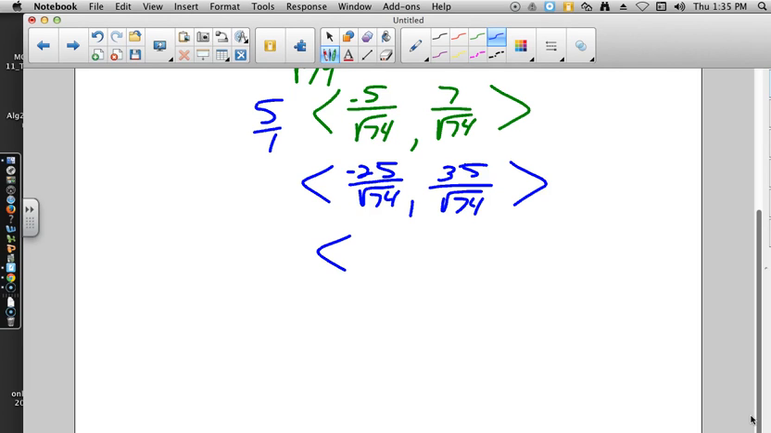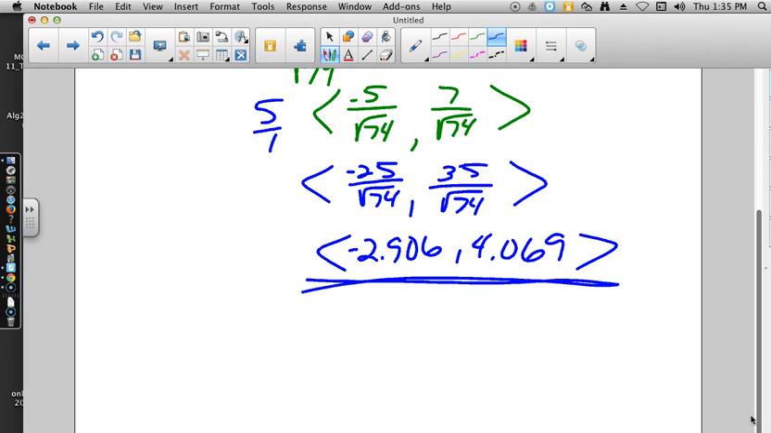So negative 25 divided by the square root of 74, we will get negative 2.906, and then 35 divided by the square root of 74, 4.069. And that would be what we were looking for right there. It will have a magnitude of 5, and it will be in the direction of the vector that they gave us. And that is it.